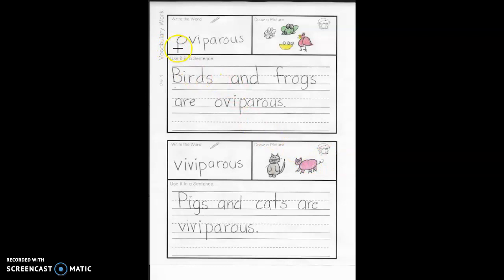And now we're going to use both of these words in a sentence. So for oviparous, the sentence I wrote is: Birds and frogs are oviparous. You may use my sentence and copy it, or you may make up your own sentence using the word oviparous. You also need to write a sentence with the word viviparous in it. For mine, I wrote: Pigs and cats are viviparous. Make sure that you start your sentence with uppercase letters and that you leave spaces between each word, and you end each sentence with the appropriate punctuation.